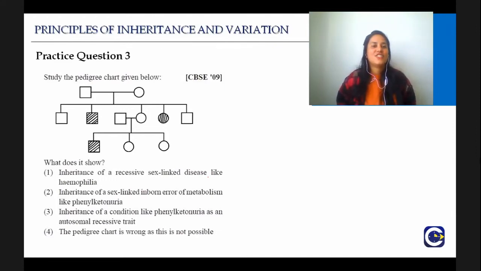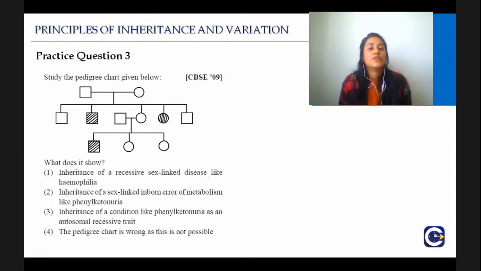Study the pedigree chart given below. Take your time. It's okay. For pedigree analysis, you can always take out some time to solve this question. Is it inheritance of a recessive sex-linked disease like hemophilia? Inheritance of sex-linked inborn error of metabolism like phenylketonuria? Inheritance of a condition like phenylketonuria as an autosomal recessive trait? The pedigree chart is wrong, as it is not possible.